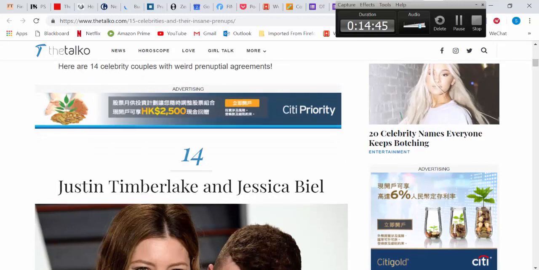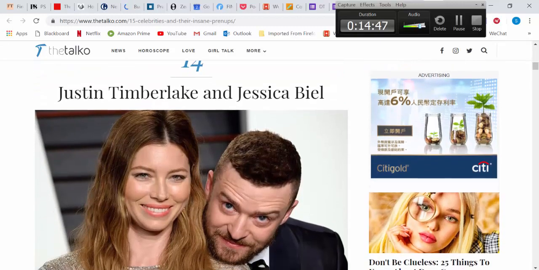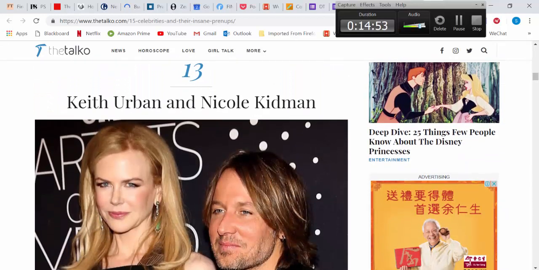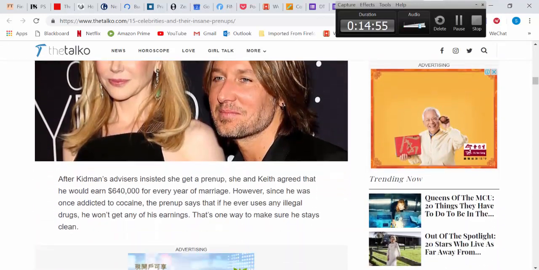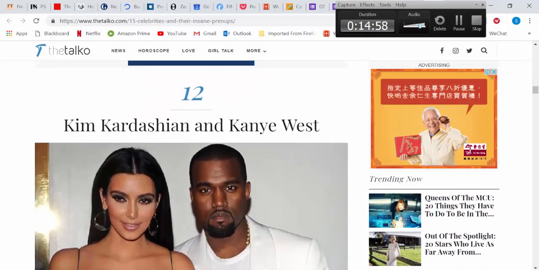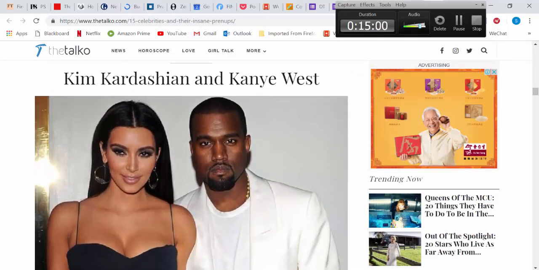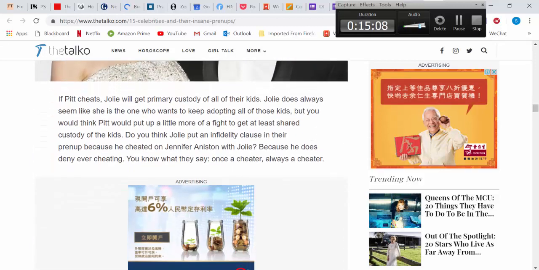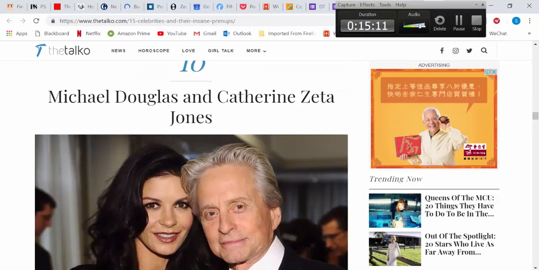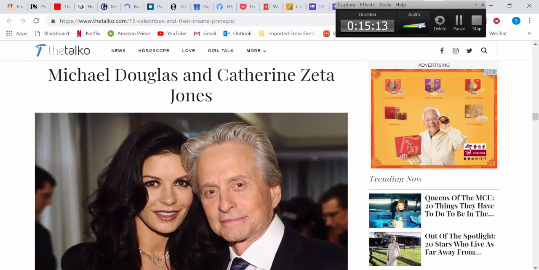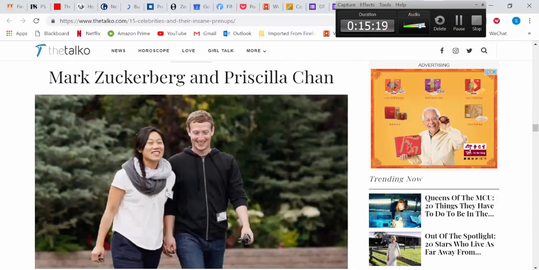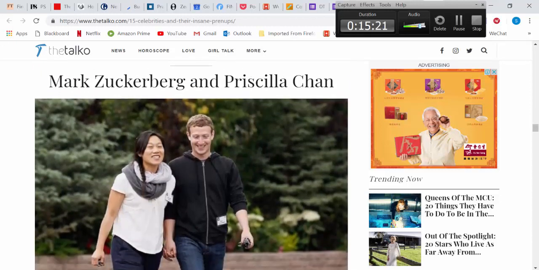Who? Justin Timberlake, who's a singer. Nicole Kidman, she's an Australian actress and a model. Kim Kardashian and Kanye West, Brad Pitt. Okay, now these are done. Michael Douglas. Now this was a famous one, but I think they are still together as far as I know. Mark Zuckerberg and Priscilla Chan, the Facebook dude.